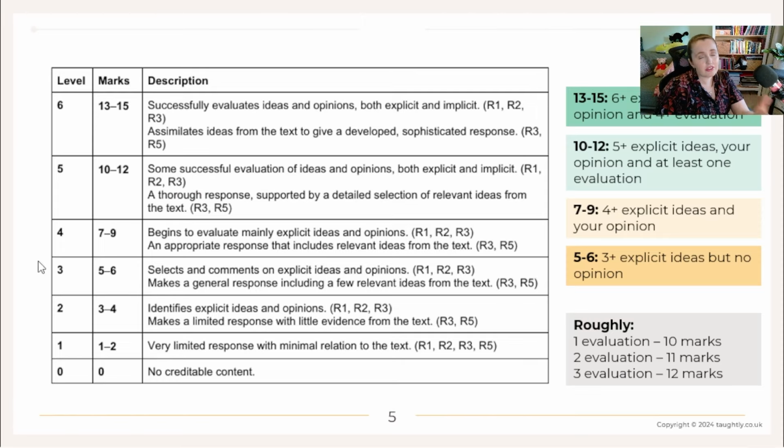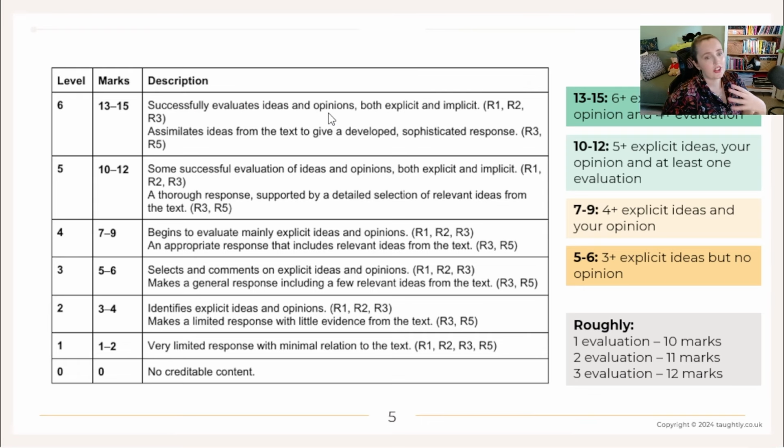To be in the top band, and frankly, not a lot of students under exam conditions will get here. And it doesn't matter really, because the grade boundaries are so low that if you don't get in the top band, it doesn't mean you can't get an A star. But basically, you would have 3 or 4 evaluation points, probably 4 or more. I would say probably 1 per main body paragraph I would typically see to be successfully evaluating ideas and opinions. So you're not just doing it sometimes, you are doing it quite a lot of the time and doing it quite successfully.